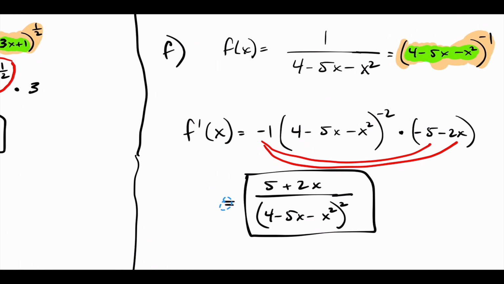If we were to use the quotient rule, isn't the quotient rule the bottom squared? And isn't that what I have here, the bottom squared? So that's how you see it's the same thing. You would get the same answer.